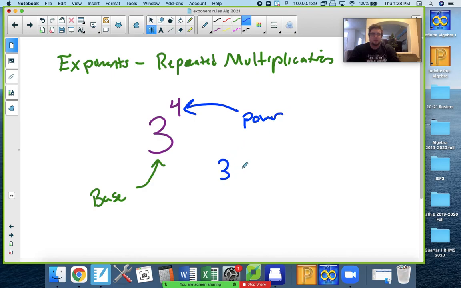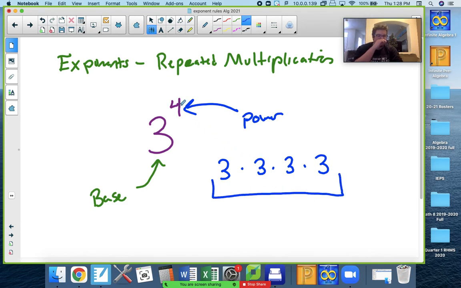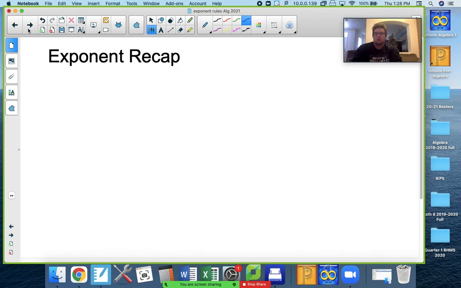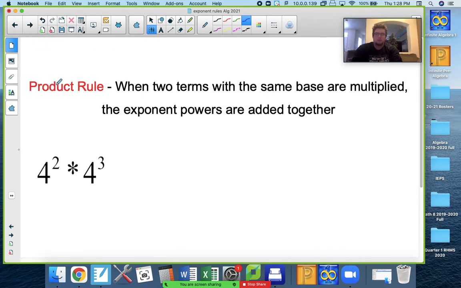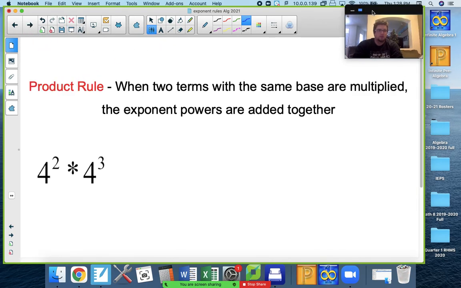That's telling us we're going to take 3 and we're going to multiply it by the number of times listed in the power. With all things math, once you introduce a new system, we have to make sure it fits within the old system. And that helps us with our concept of our product rule here.